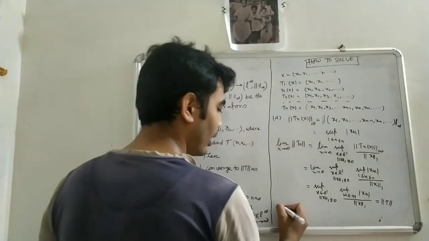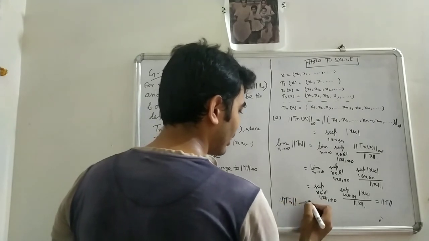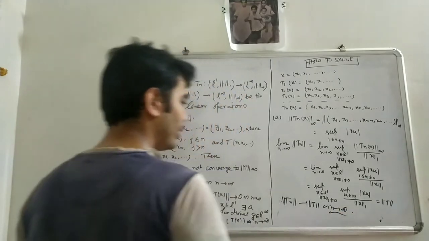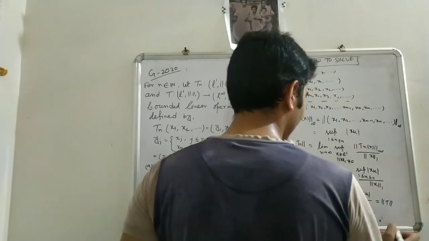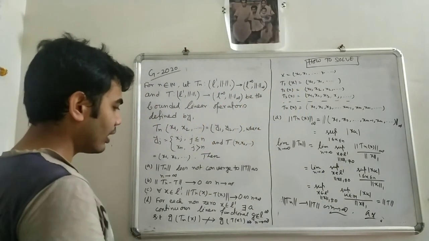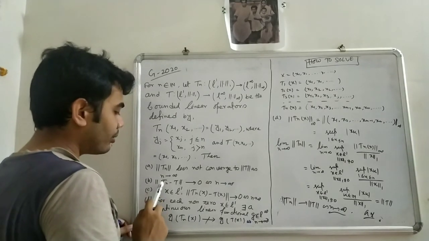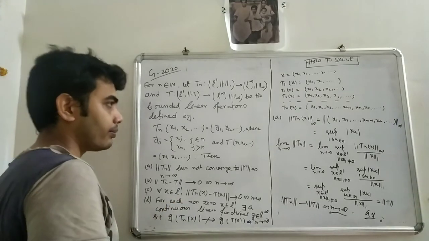So from here we conclude that the norm of Tn tends to the norm of T as n tends to infinity. That means the first option becomes incorrect. Now look at the second option. The second option is given that the norm of Tn minus T tends to 0 as n tends to infinity.